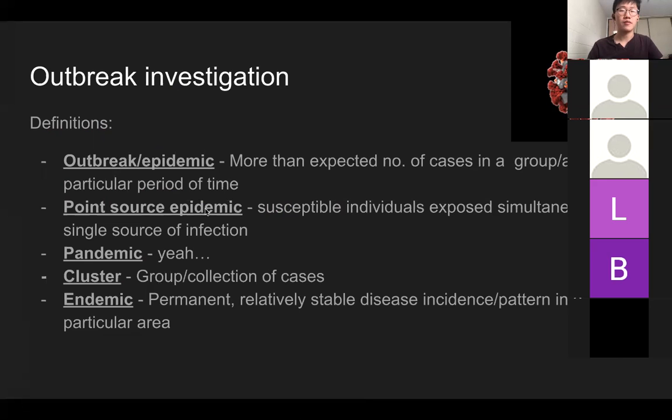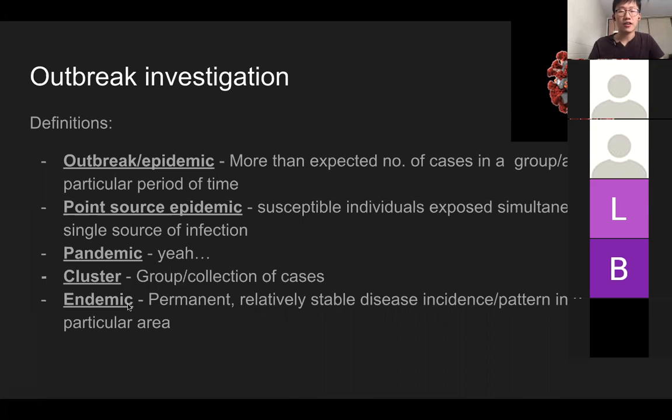A point source epidemic is where susceptible individuals are exposed simultaneously to a single source of infection. So that could be a gas leak at a specific moment at a specific time, and everyone is exposed to it simultaneously. A pandemic, that's sort of an epidemic on a global or an international level. Clusters are a group or a collection of cases, normally limited to a specific geographic area.